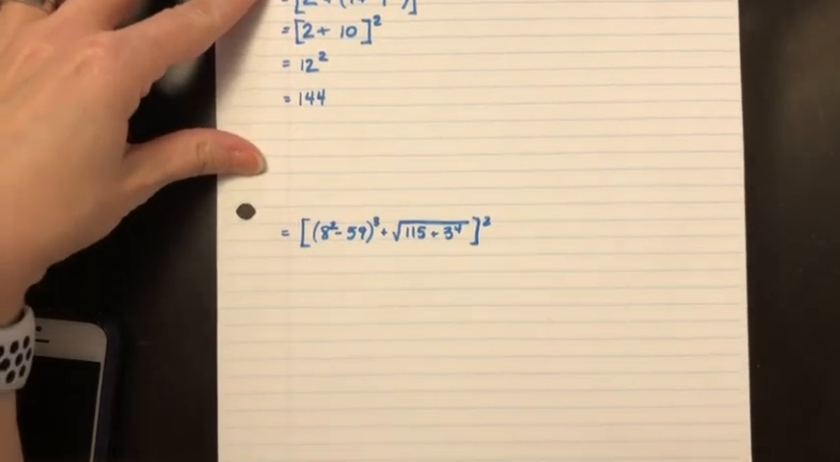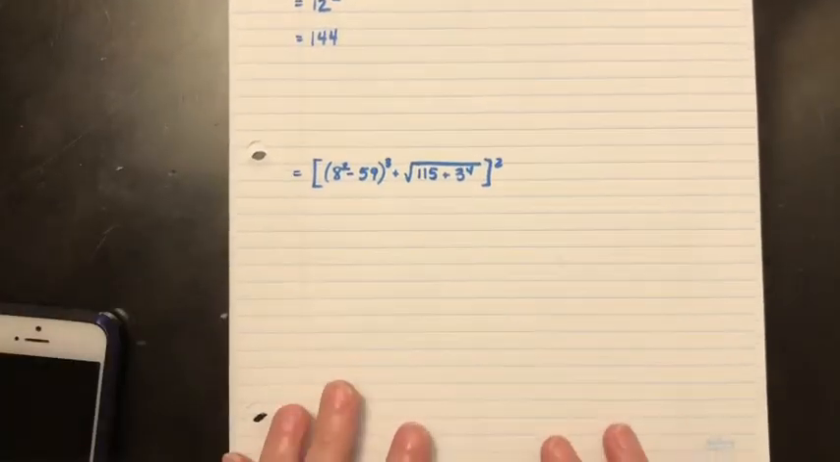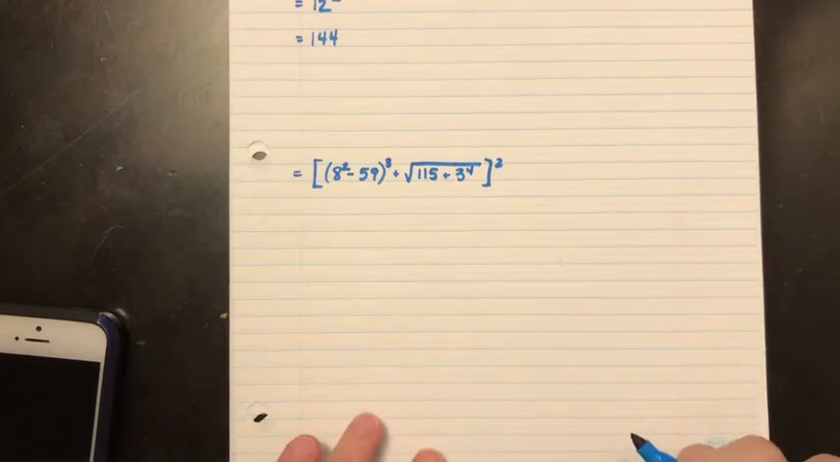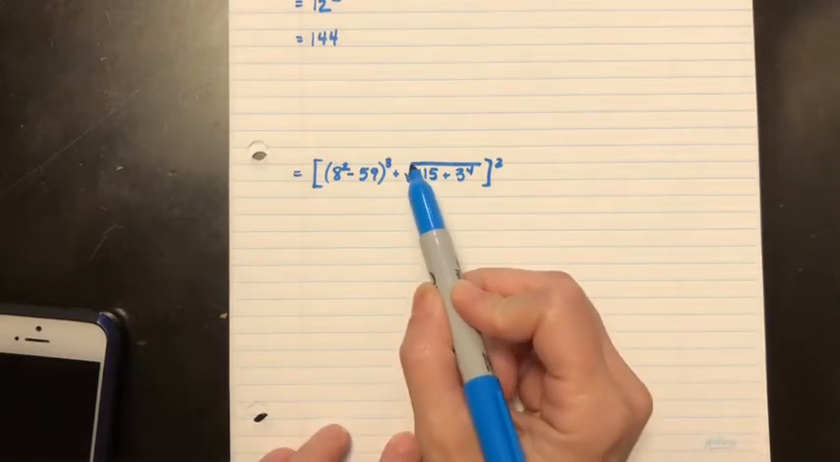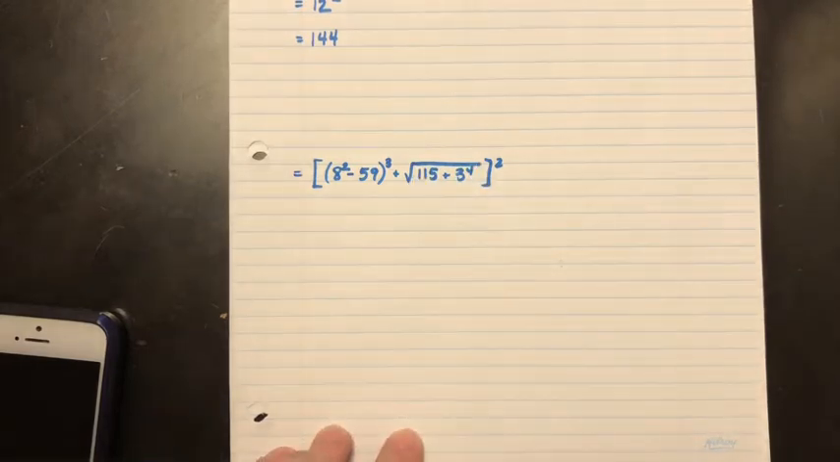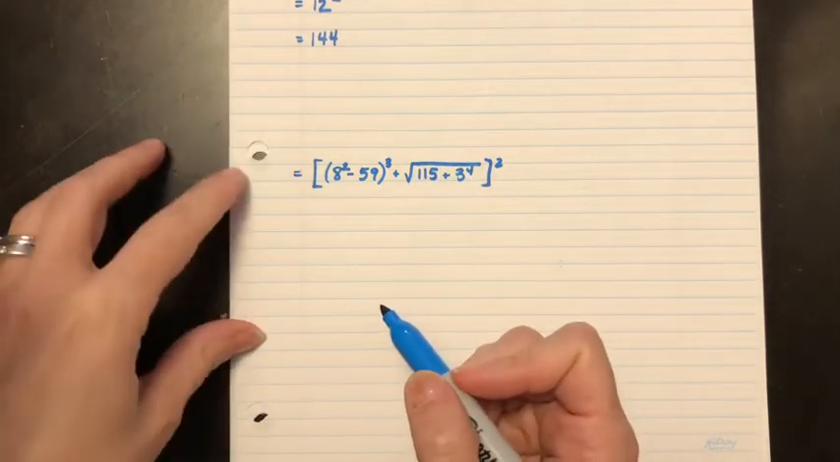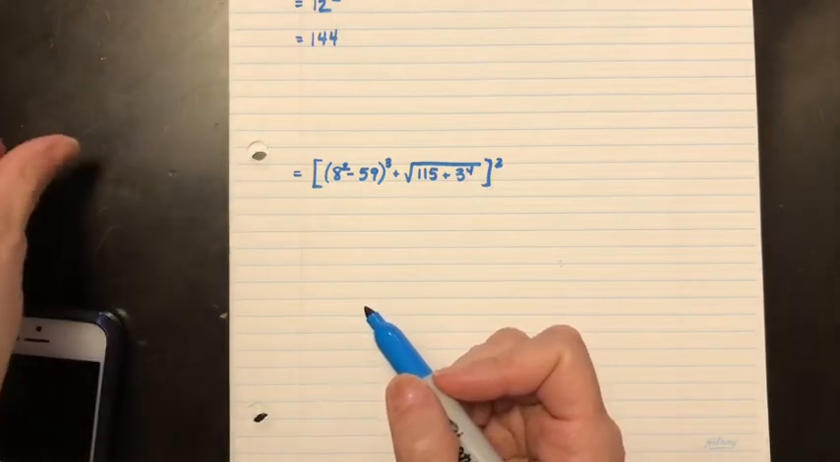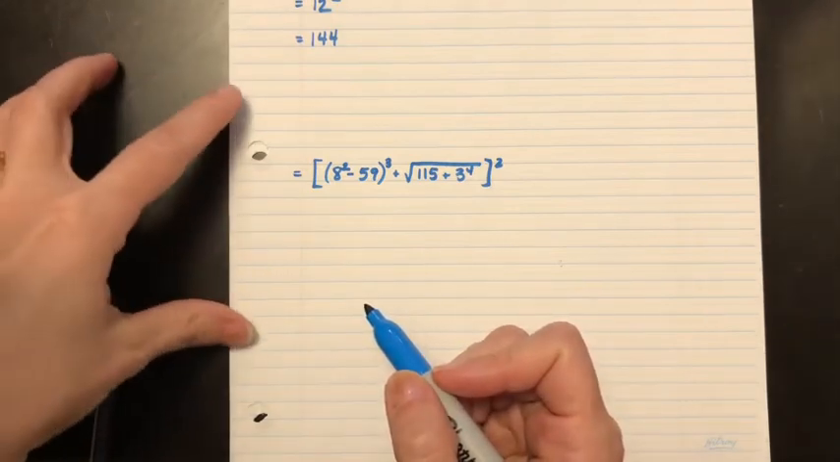Okay, so here's a second question with even more brackets and even more exponents. I also have this thing right here. This is a square root. It's the opposite of doing a squaring, and it is part of the exponents. You would do it as part of an exponent.